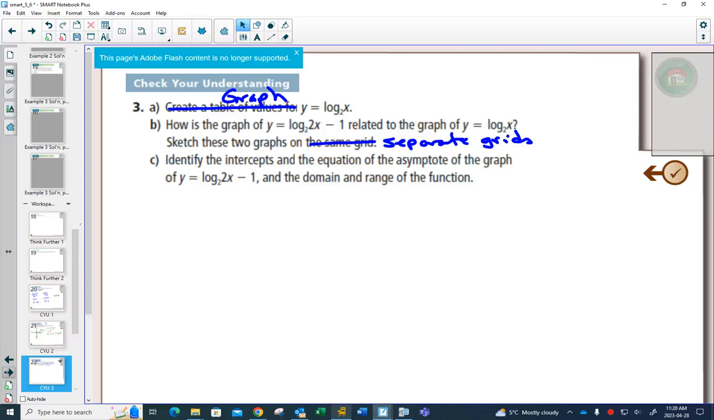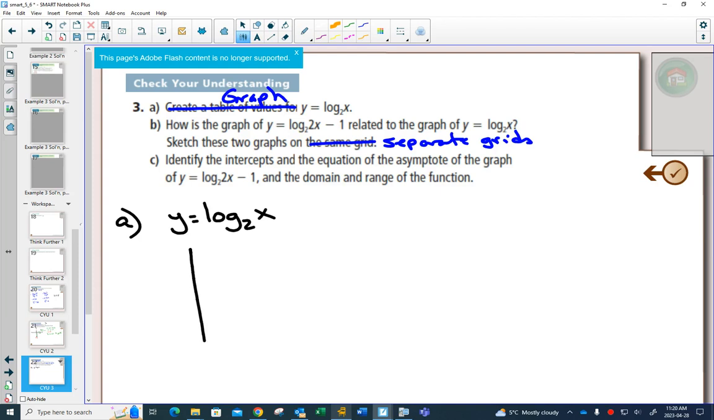...is learn how to work with these graphs and do transformations. So part A says to graph log base 2 of x. I stroke out table of values. You don't need a table of values. You can graph it directly.